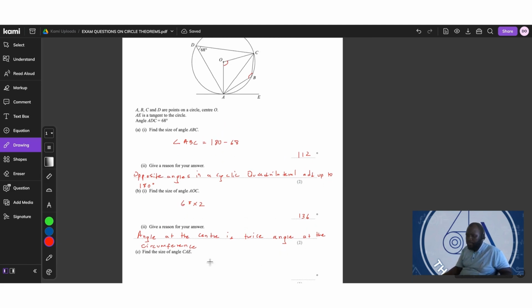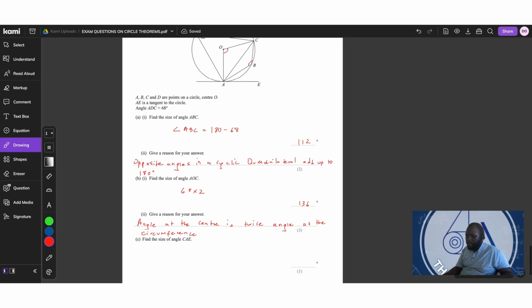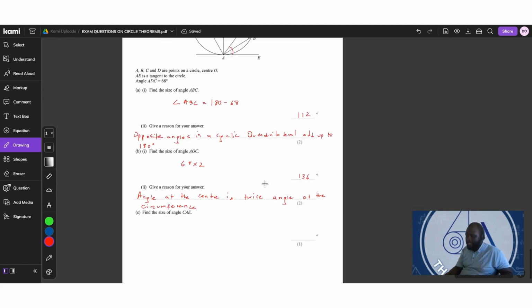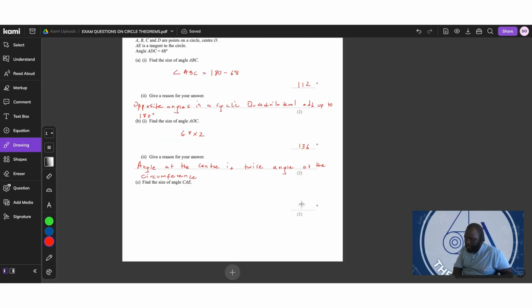Then we are told find the size of angle CAE. This angle out here. Now this angle, you can see it subtended the other angle. This chord that is out here creates a mirror. It's an angle on the other side that is 68 degrees.